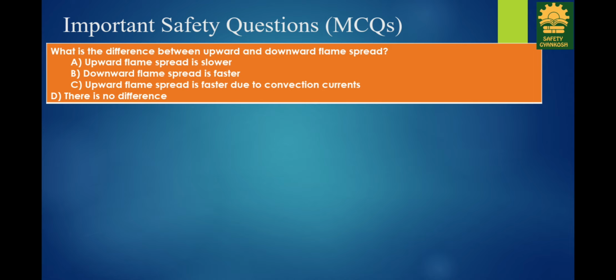What is the difference between upward and downward flame spread? A. Upward flame spread is slower. B. Downward flame spread is faster. C. Upward flame spread is faster due to convection currents. D. There is no difference.